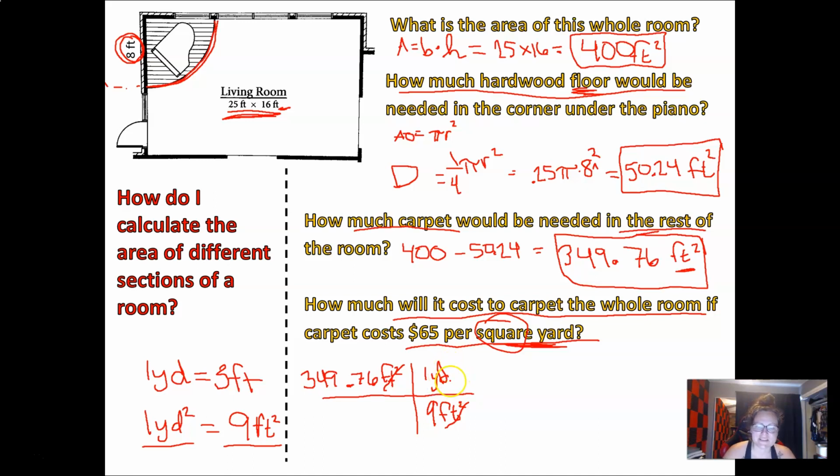1 square yard is 9 square feet. And so we take and we divide those.